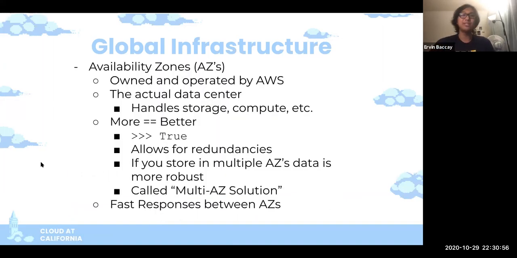So in terms of availability zones now, these are data centers that are owned and operated by AWS. These are the actual data centers where storage and compute actually happens. So more is almost always equal to better. This allows for redundancies. So for example, if you're storing some data in one availability zone and the entire availability zone goes down, then you have multiple availability zones to pick up the slack. So this creates a robust solution, and it is called a multiple AZ solution. And these are fast responses between AZs. So even if one AZ goes down, the other one can pick up the slack and you won't even notice the difference.